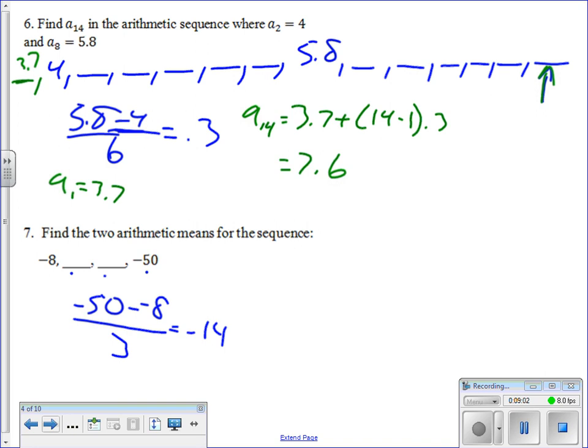So negative 14 plus negative 8 gives you negative 22. And then add negative 14 to that, you get negative 36. And those are your 2 numbers.